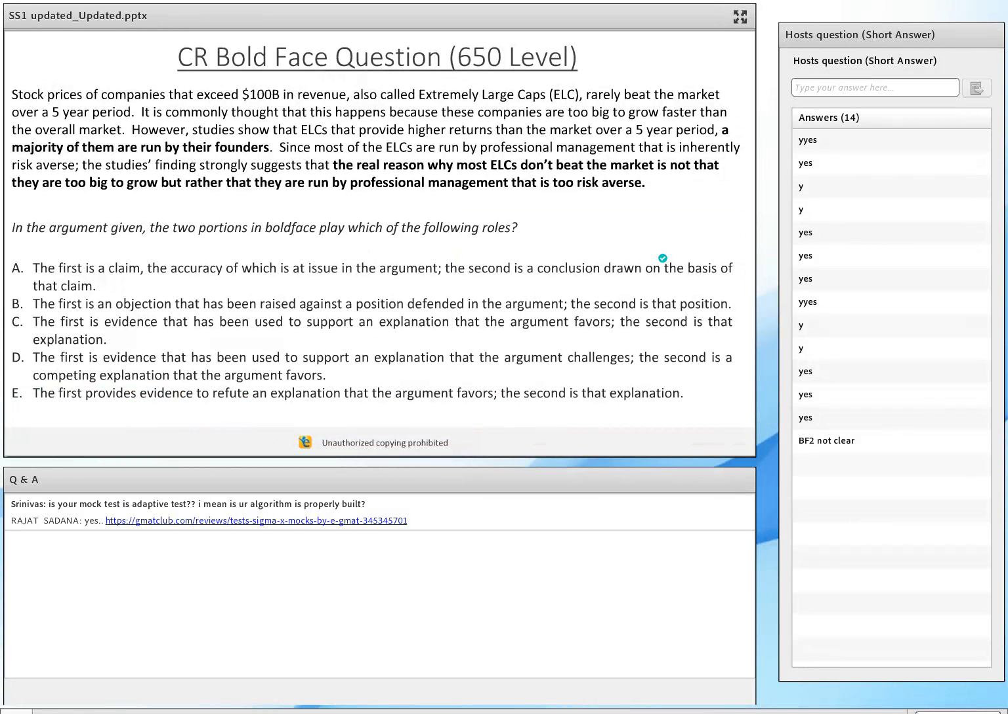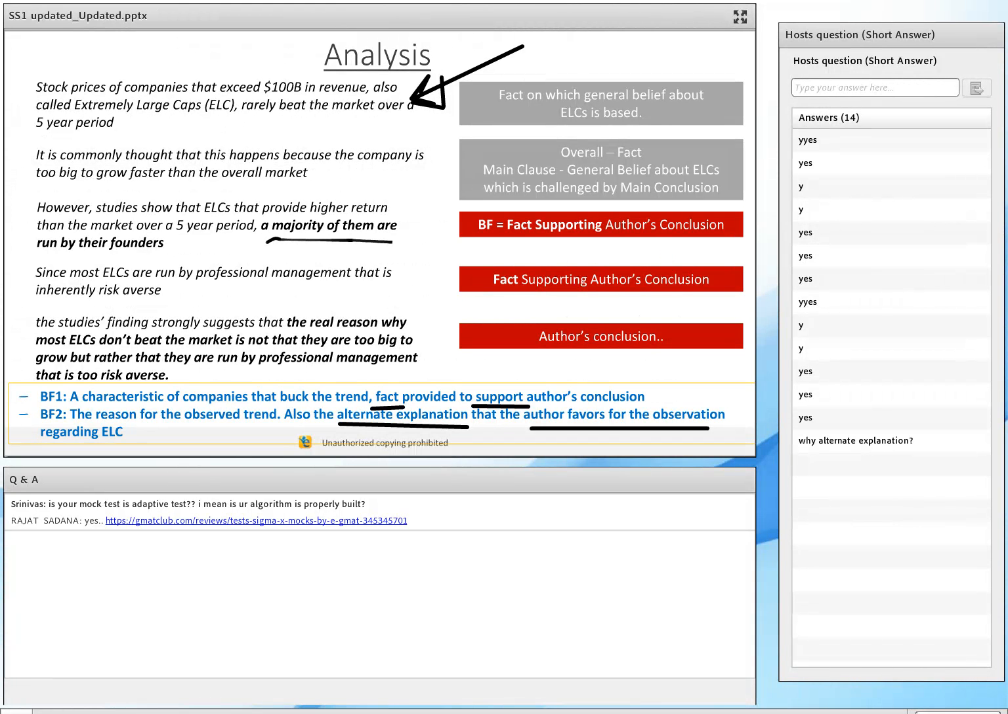Okay, so with that information, let's look at the answer choices. Choice A, remember, was very, very... Why alternate explanation? Alternate explanation means another explanation, because there's already an explanation over here, which is about why ELCs don't beat the market, that they're too big to grow. But that's not the explanation that the author believes. The author believes the real reason why they don't grow is because they're run by professional management, and that professional management is too risk averse. Does that help? Okay, perfect.